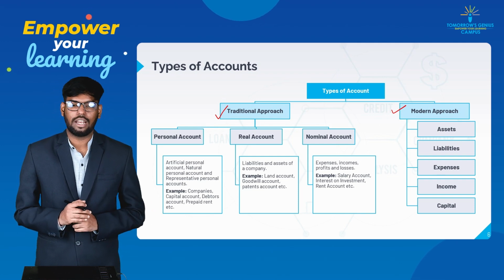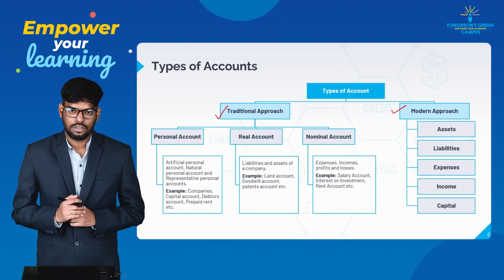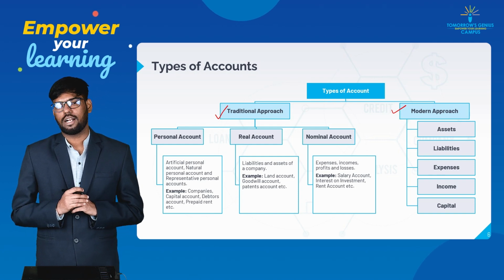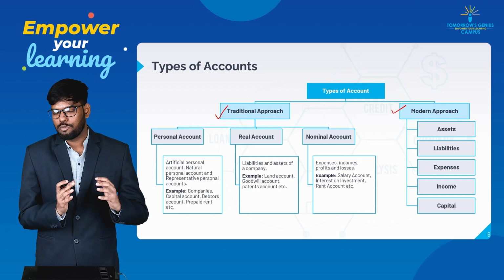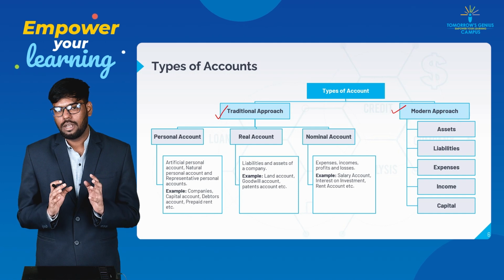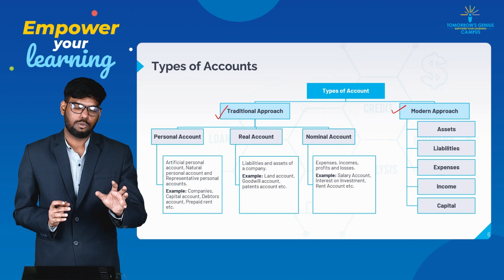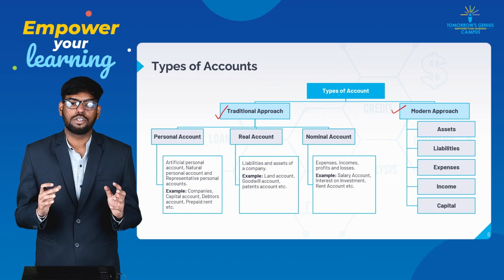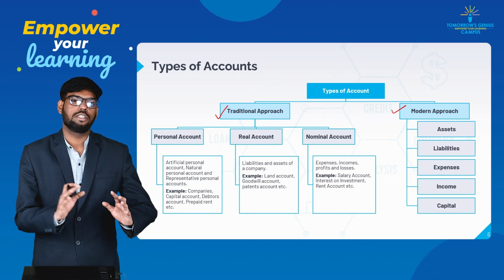As per the traditional approach, whatever accounts are there are divided into three categories. That is personal account, real account, and nominal account. So in more simple terms, the accounts which are segregated into three categories, personal, real, and nominal, depend upon the characteristic of the accounts. For example, if I'm talking about a personal account, naturally I can say any person's name, whether a natural person or an artificial person, will fall under the personal account.